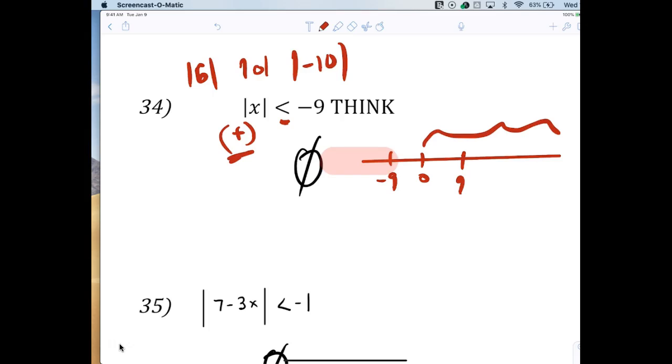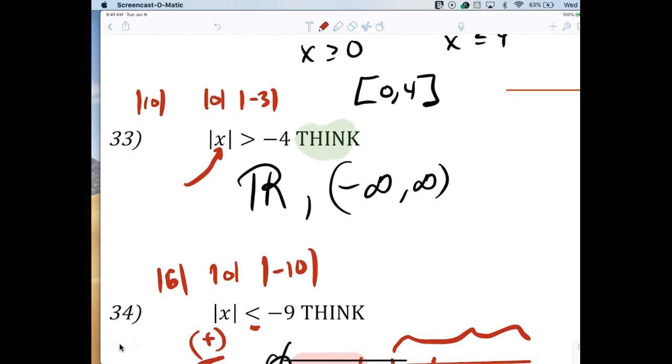Give me a positive number that's less than a negative. 5 is less than negative. That's why it's no solution. Now I think you just made sense to yourself. Now look over here. If I'm looking at this one, now I'm greater than. Why is that all real numbers?